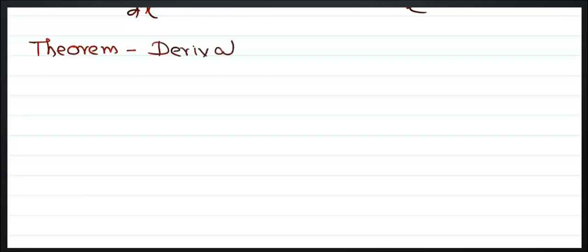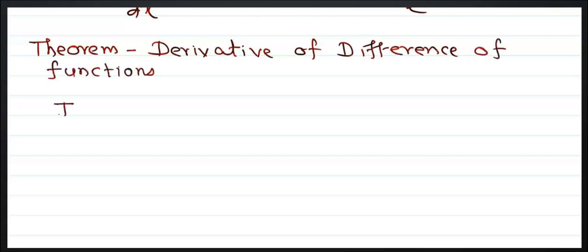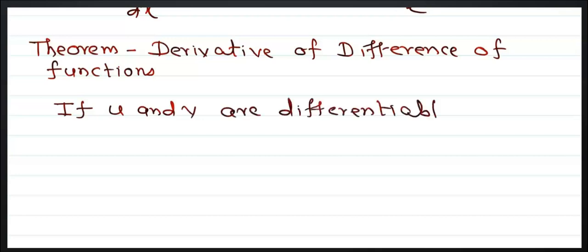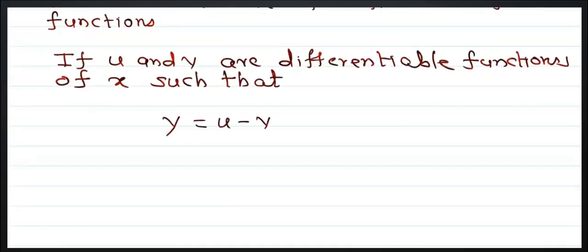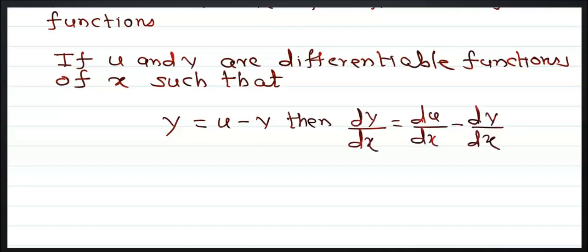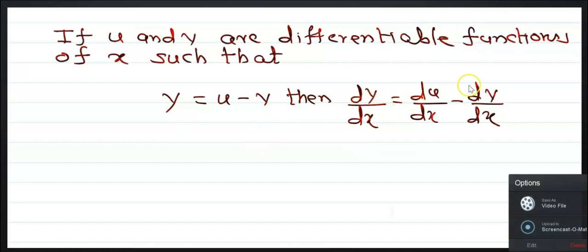Now the next theorem. The derivative of difference, means y is equals to u minus v. म्हणजे दोन फंक्शनची काय असणार तिथे वजाबाकी असणार आहे, सबट्रॅक्शन असणार आहे. If u and v are the differential functions of x such that y is equals to u minus v, then dy by dx is equals to du by dx minus dv by dx. मधलं साइन जसं तसं ठेवणार आणि या दोघांचे डेरिव्हेटिव्ह विथ रिस्पेक्ट टू x आपण फाइंड आउट करणार.